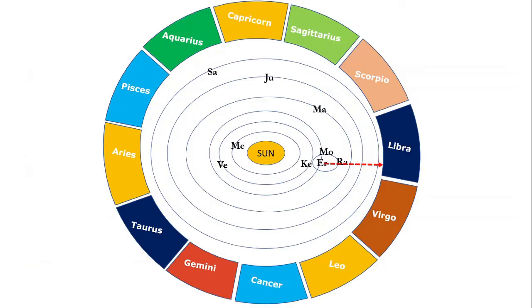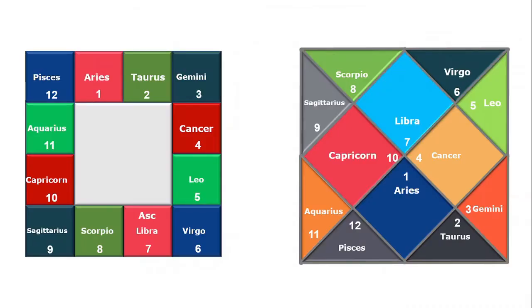Now, where is the moon position? If you look through the moon, it is positioned in the Scorpio sign. So now we will map the moon in the horoscope. So moon is positioned in the Scorpio sign, and here Scorpio is the second house of the horoscope.